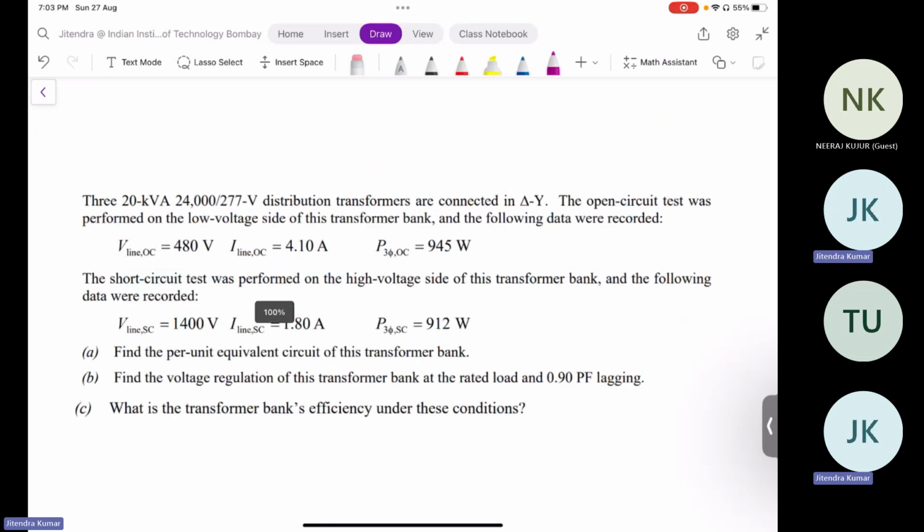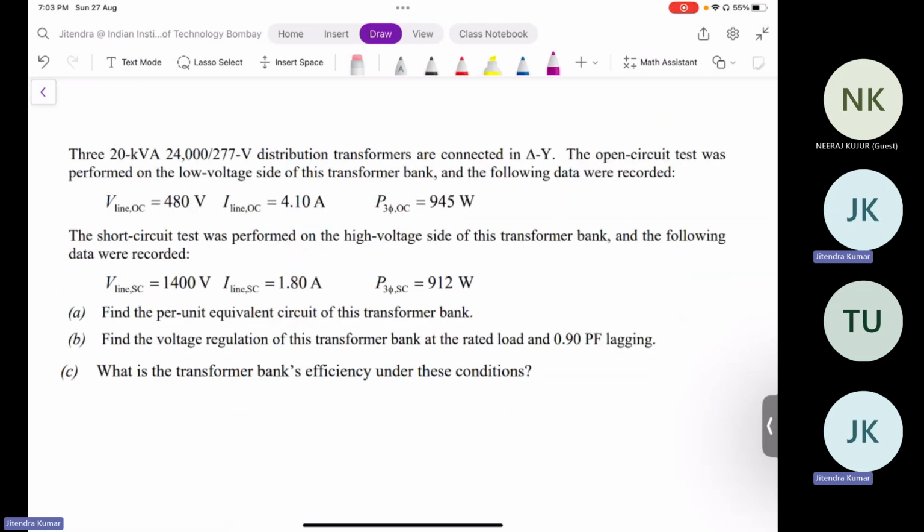This is again a question based on a three-phase transformer. 320 kVA, 24,277 volt distribution transformers are connected in delta-star. Here again we have to draw the per unit equivalent circuit of the transformer bank, voltage regulation, and efficiency. Similar things, but for a different scenario. We are given short circuit test data and open circuit test data, so we apply our test data concepts from the single phase transformer straight away to this problem.